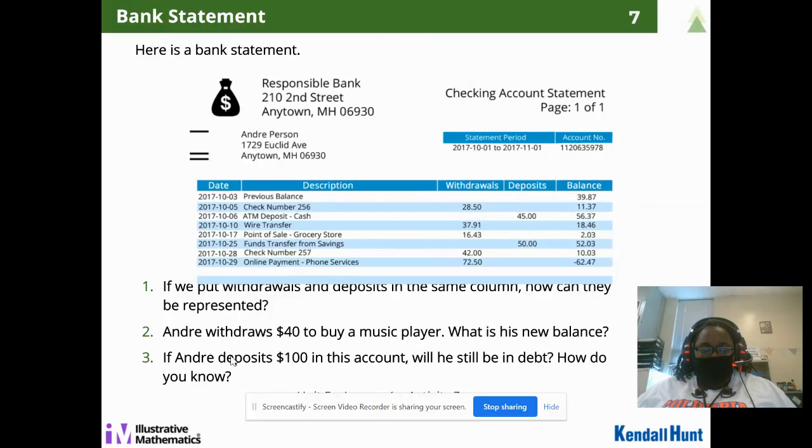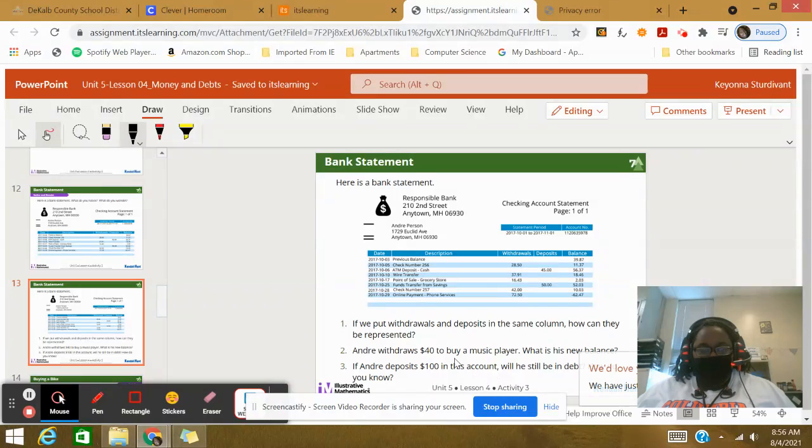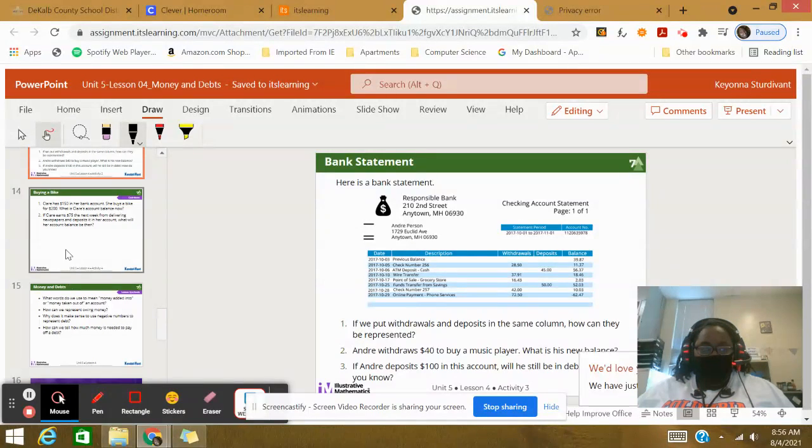And then question three says, if Andre deposits $100 in his account, will he still be in debt? And how do you know? So it's more of a logical question. First figure out if he added $100, how much it will be, and then whether he will still owe money, because that's what that means.